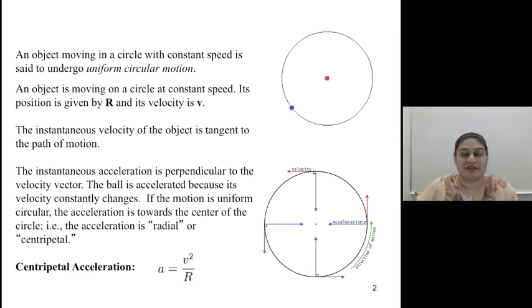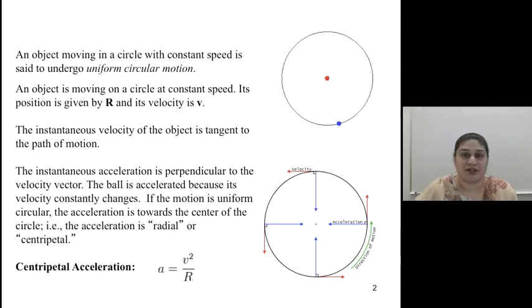Its position is given by a vector r, and say its velocity is given by a vector v. The instantaneous velocity of this object will always be tangential to its motion. The instantaneous acceleration of this object is going to be perpendicular always to the velocity vector. Now, even though this ball is supposed to be moving at a constant speed, it is being accelerated.